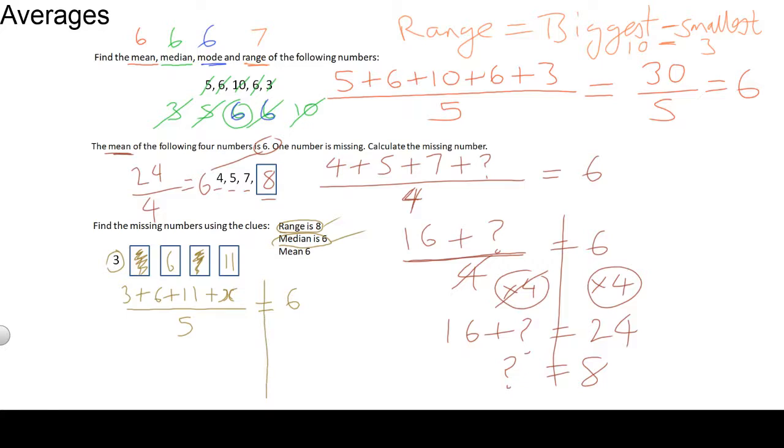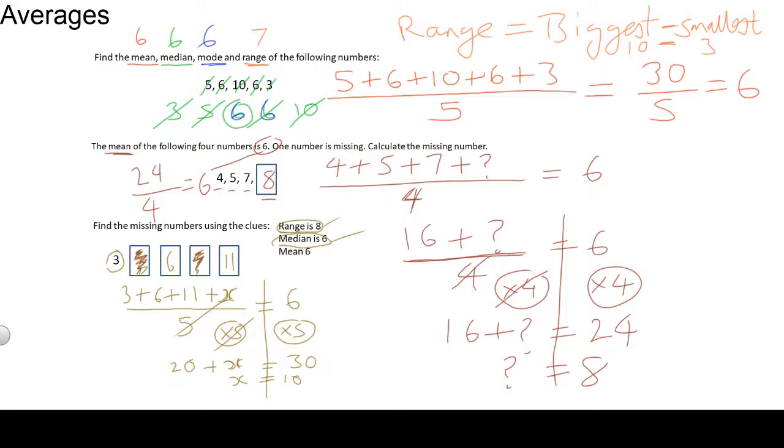Now to get rid of divide by 5, I need to times by 5. Whatever I do on this side, do on the other side. So you're left with 3 add 6 is 9, 9 add 11 is 20, plus the x is equal to 6 times 5 is 30. So clearly then x is equal to 10. Our x is equal to 10. So those two numbers, the total of those two numbers is 10.